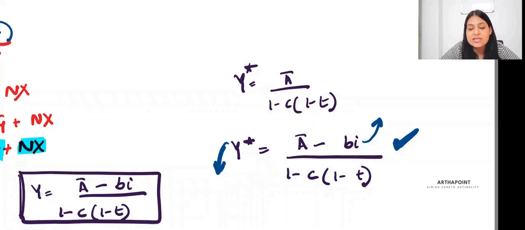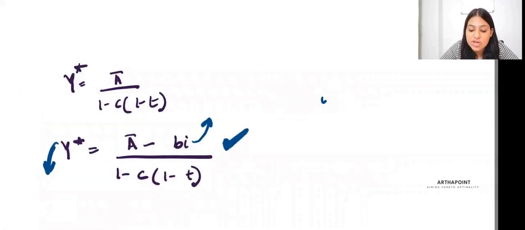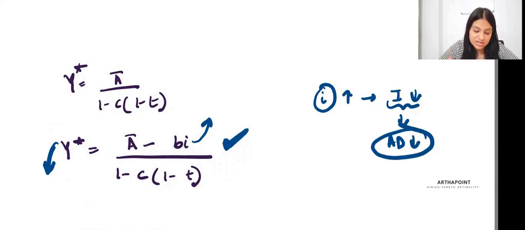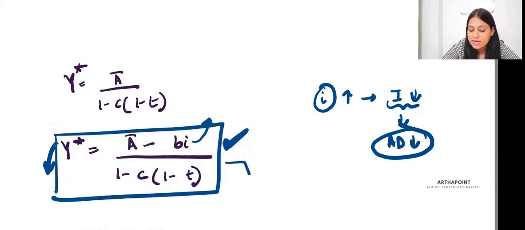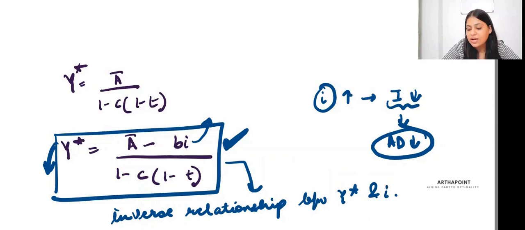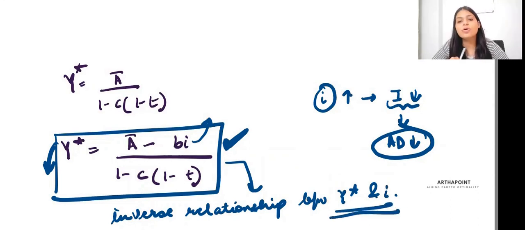Why does this make sense? Because when the interest rate increases, investment decreases. And when investment decreases, AD automatically decreases because one component of AD is decreasing. So I understand from this equation that there is an inverse relationship between Y star and I. Income or output and interest rate are inversely related to each other.